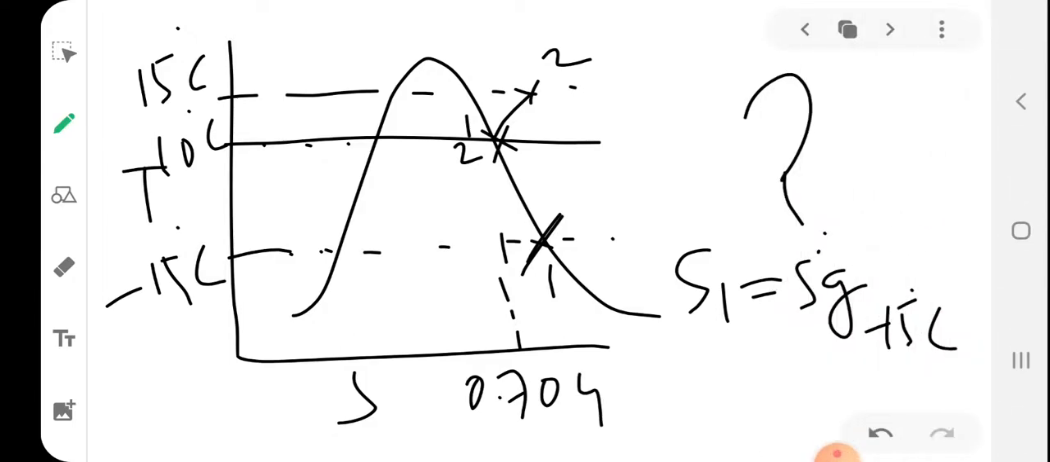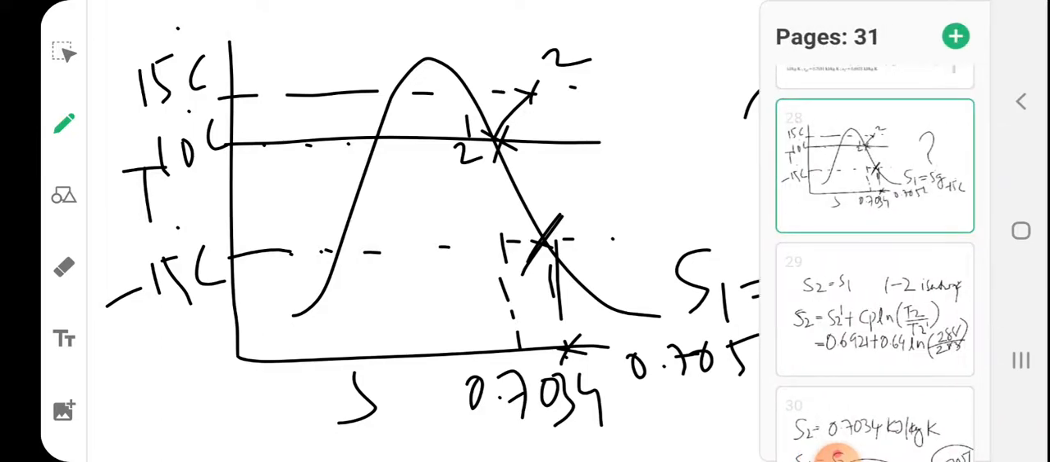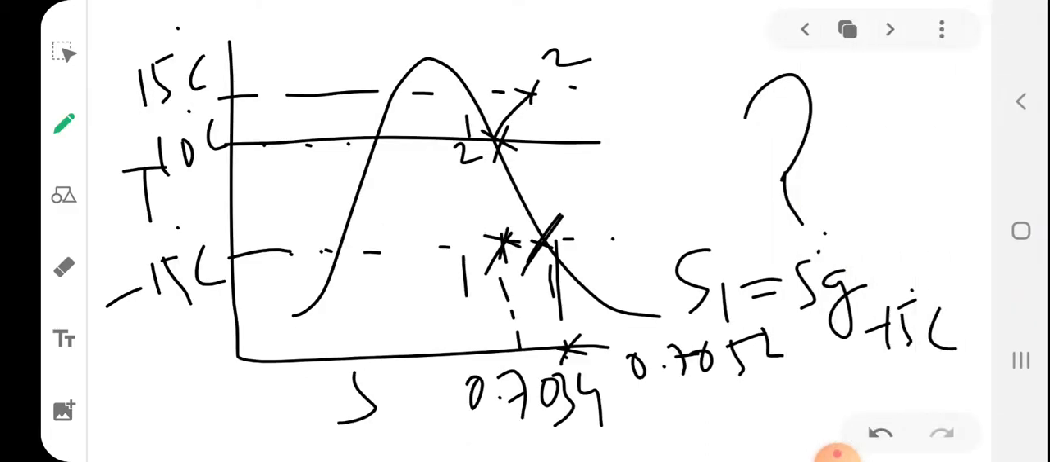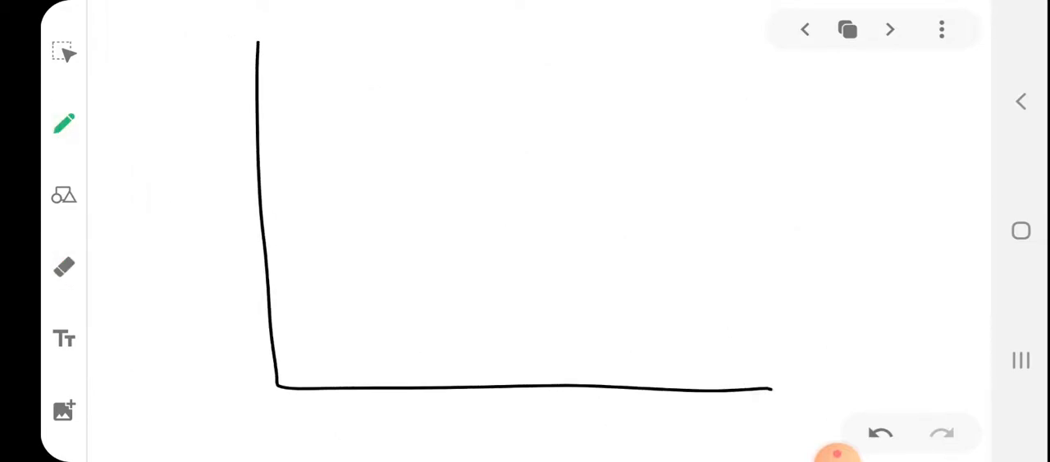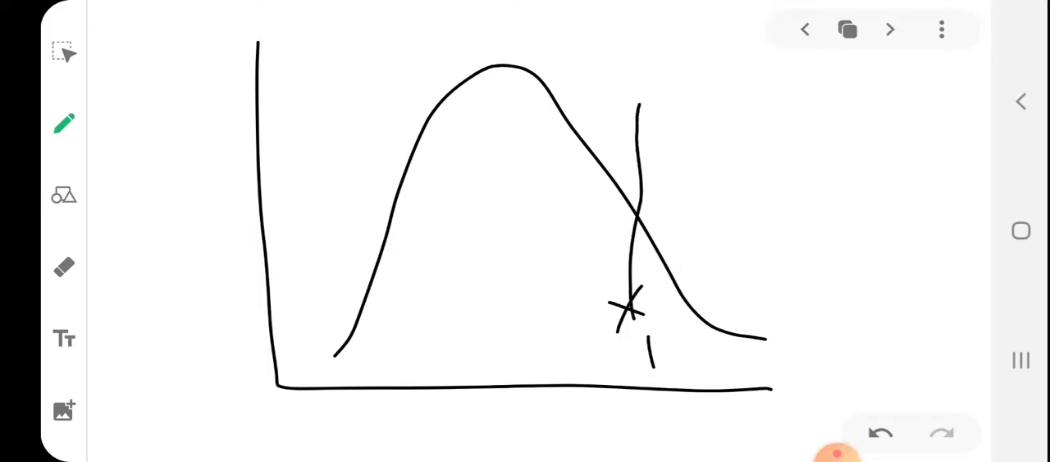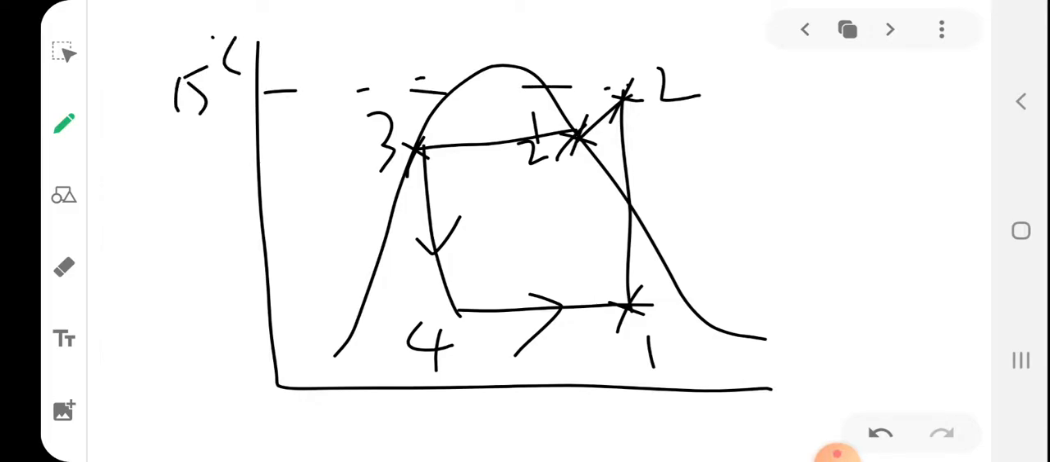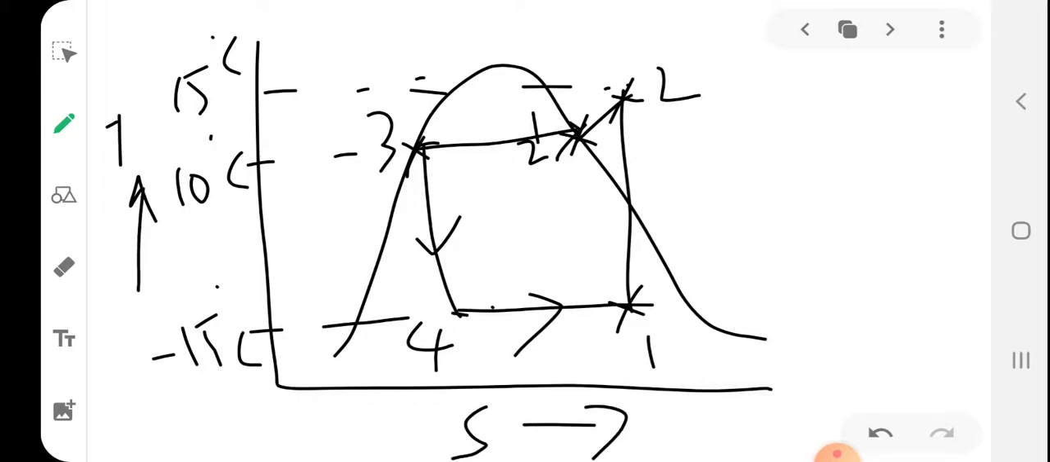This is 0.7034, and this is 0.7051 or 52. So the position of 1 will be inside the dome. So you have to redraw this figure. So 1 will be here, 2 will be here, 2 dash will be here, this is 3, and 4. This temperature is 15 degrees Celsius, this is 10 degrees Celsius, this is -15 degrees Celsius. So this is the T-s figure for the cycle without undercooling.